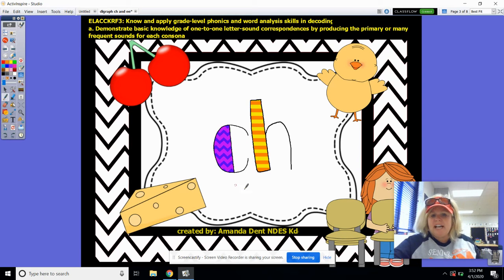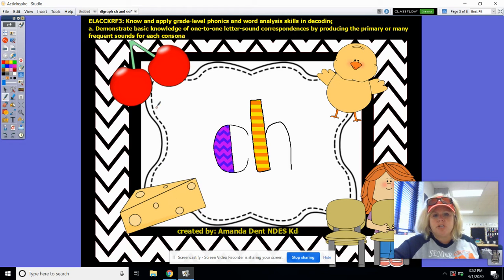When you see the CH together, you're not going to sound that word out one letter at a time. It's going to be one new sound that they make together. Two letters coming together that make one new sound. It's not a blend, because in blends you can still hear the two individual sounds. This is a digraph CH, and CH says ch. What does it say? Good job.